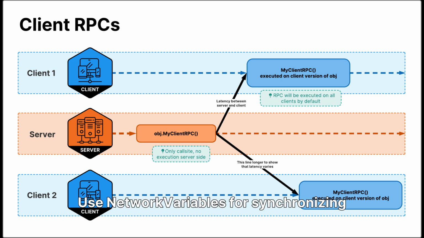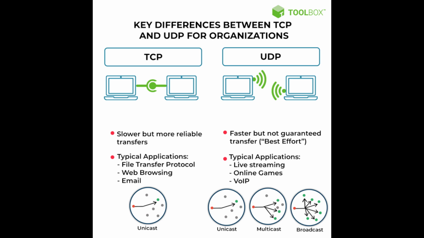Use network variables for synchronizing game state and RPCs for actions or events that need to be triggered. This clear distinction helps in organizing your networking code and choosing the most appropriate tool for each specific synchronization or communication need. Choosing the correct network protocol, TCP or UDP, is vital for your game's specific needs, balancing reliability and speed.